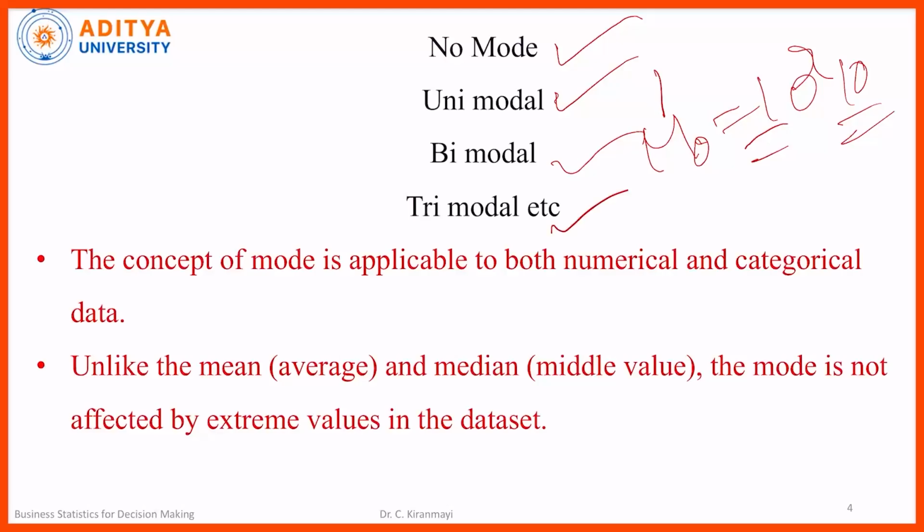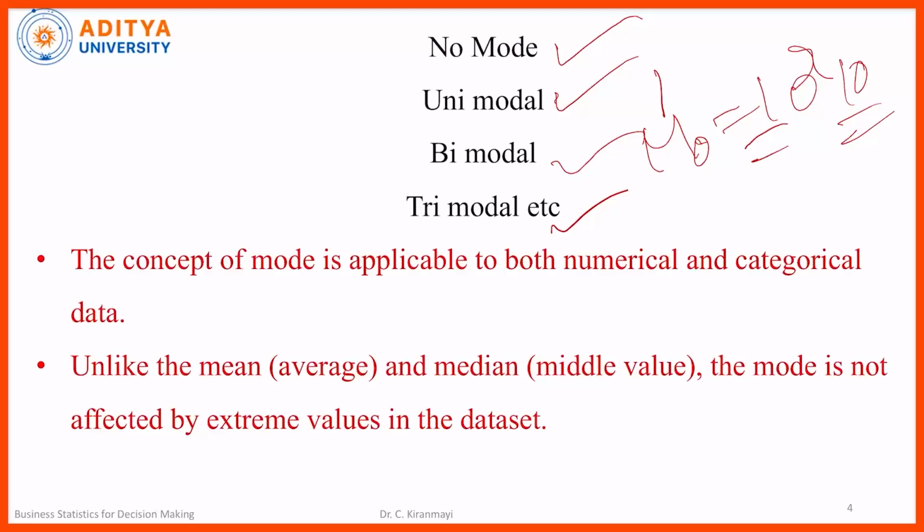We may also find trimodal, that is, a data set may even have three mode values. That means three values are repeated the maximum number of times, and all those three values are repeated an equal number of times. In such a case, we find three mode values, which is called trimodal. So these are the different cases which may happen while calculating the mode.